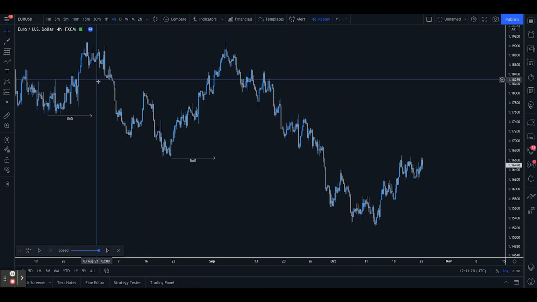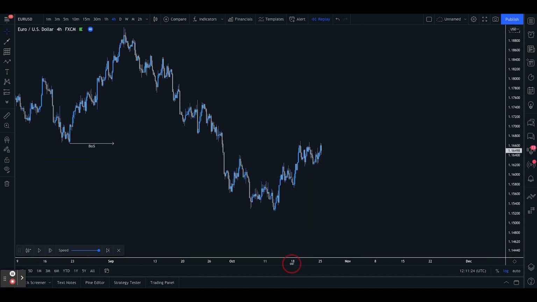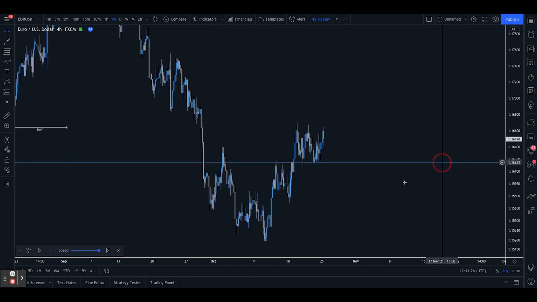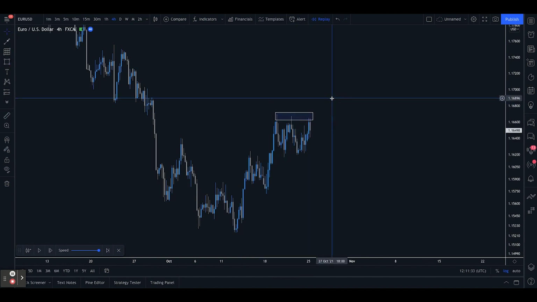So if we look then, we've seen obviously two breaks of structure. We are obviously moving in a downtrend. We can see that very clearly. And if we look at where price is right now, we will see that we have what may look to some as a triple top. So if we mark off this area, we can see a triple top in the market.